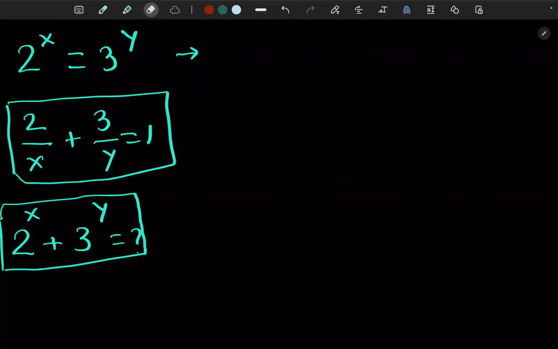Here we have been given some expressions and equations, and we need to find out the value of 2 to the power x plus 3 to the power y. We are given 2 to the power x equal to 3 to the power y, so let us assume it to be equal to k.